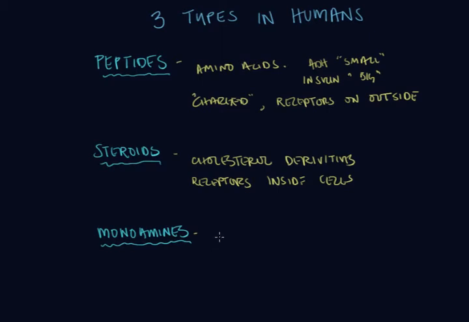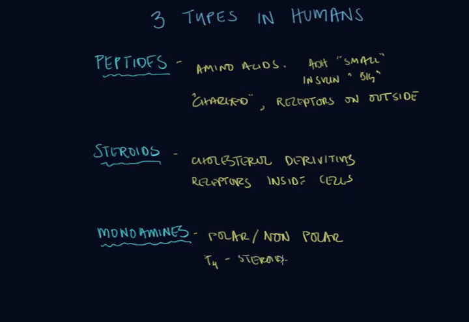And so monoamines can be polar or nonpolar, and that allows them to possibly act like a peptide. Epinephrine, like I just mentioned, as a monoamine acts like a peptide. Others might act like a steroid. And so the thyroid hormone thyroxine, which is T4, is a monoamine that acts like a steroid.